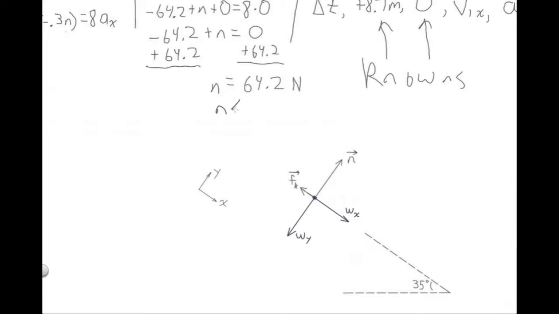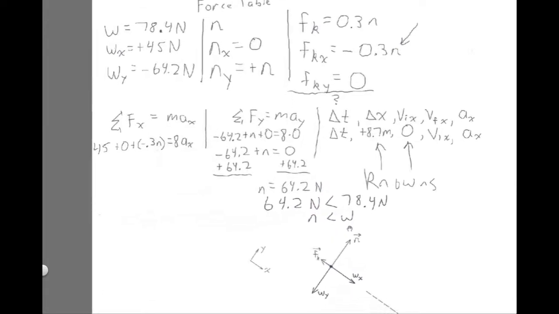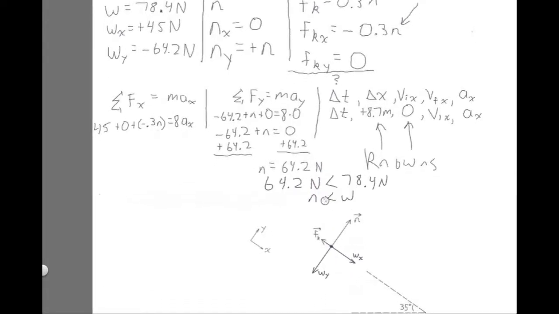So it makes sense that the magnitude of the normal force came out to be less than the magnitude of the weight, because the normal force only has to cancel out one component of the weight on this problem rather than the full weight. If the normal force had come out to be greater than 78.4 newtons, hopefully we would realize that we had made a mistake.